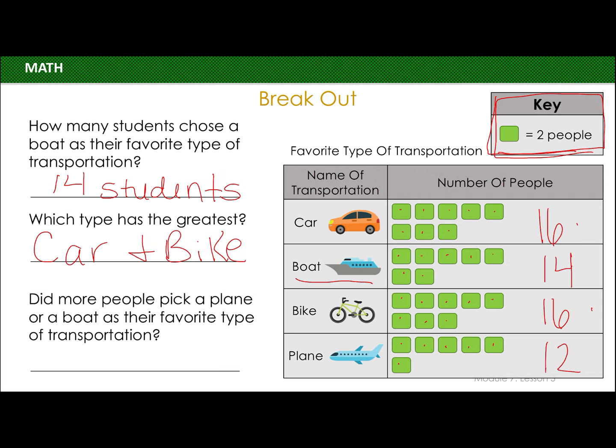Now my final question, did more people pick a plane or a boat as their favorite type of transportation? So I'm going to go to boat. Boat has 14. And plane only has 12, so 14 is bigger than 12, so I'm going to write boat.